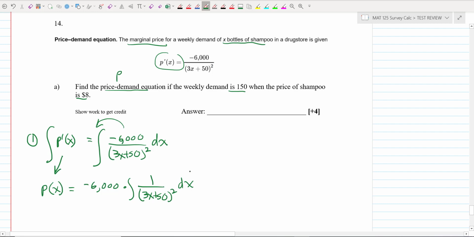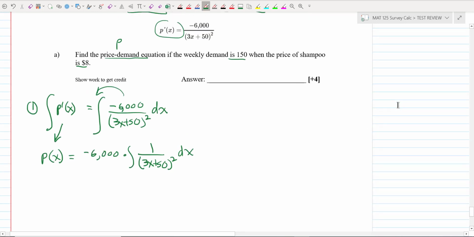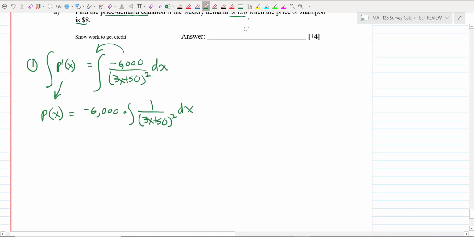Now this is a u substitution integral. That's one that you would probably want to u sub. So let's go to step 2 and let's just focus totally just on this integral. Don't forget your 6,000. Okay, it's easy to forget about that if you pull it out. Okay, so we're going to do this by u sub.